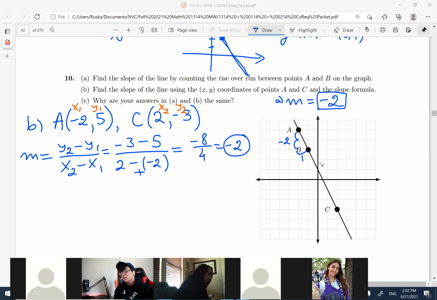It's the same straight line going through A, B, and C. So it doesn't matter if you pick A and B, or A and C, these 3 points belong to the same straight line. And every straight line has a slope, which is a constant number. The slope doesn't change no matter which points you use on that line. Make sense? Okay, good job. Some of you got it right. So that was number 10. Any questions about that?